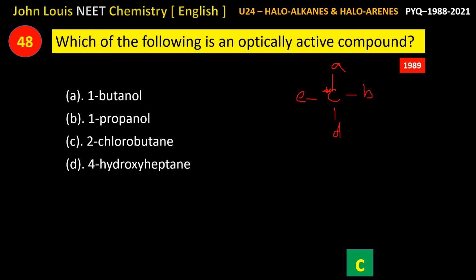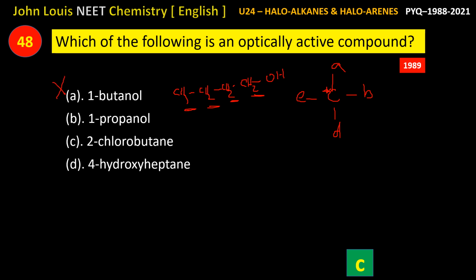First one is 1-butanol. What is 1-butanol? 1, 2, 3, 4 carbons and alcohol on the first carbon. The ending is "-ane", therefore everything is a single bond: CH3, CH2, CH2, CH2. All the carbons have more than one hydrogen, so there are 2 similar groups on every carbon. Therefore it does not have a chiral carbon, therefore it is not optically active.